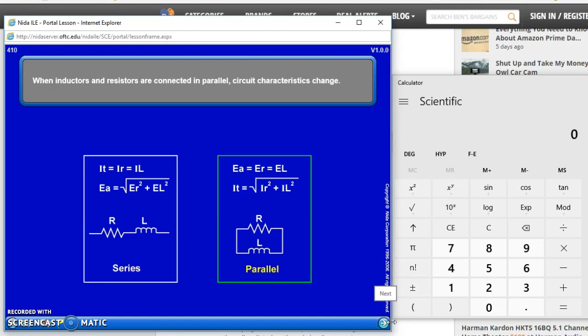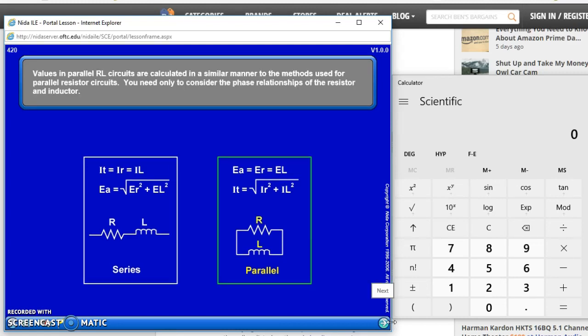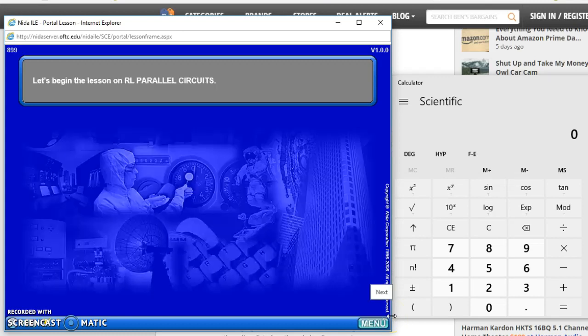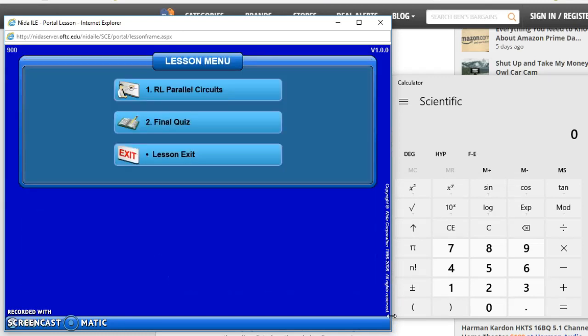So we're going to see, obviously, the circuit characteristics change just a little bit. Values in parallel RL circuits are calculated in a similar manner to the method used for parallel resistance. You've got to consider the phase relationships, though, of the resistors and the inductors. And we're going to see exactly what happens in this lesson. So let's begin.